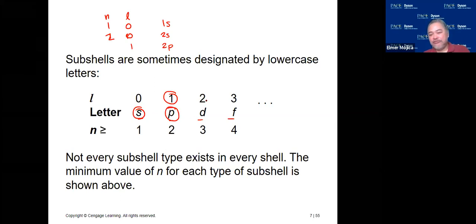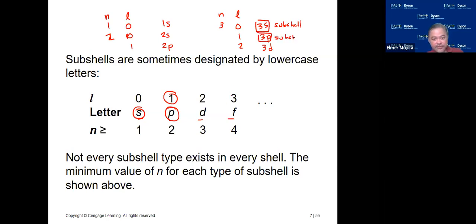Now, when do you have an L with the value of 2? When n is equal to 3, right? Because if you have 3, what are the possible values of your L? You have 0, 1, and 2. Okay, so if you're going to put them, this is a 3s, a 3p, a 3d. So this is now your subshell. This is now another subshell. And this is now another subshell.